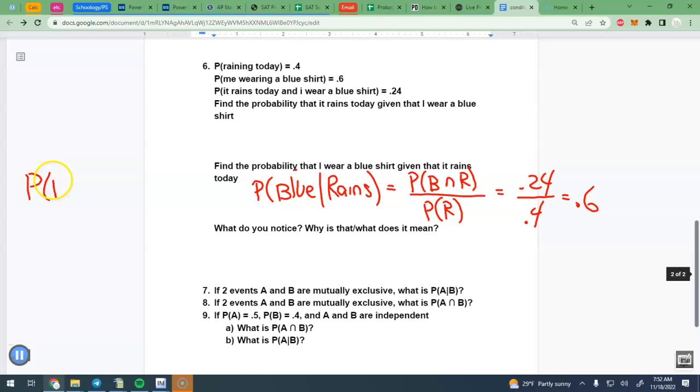Well, what was the probability of blue before I knew that it was going to rain today? 0.6. What's the probability of blue after I know it's going to rain today? 0.6. So what do we know about a blue shirt and rain? Independent. They're unrelated. They have nothing to do with each other. So the events are independent.